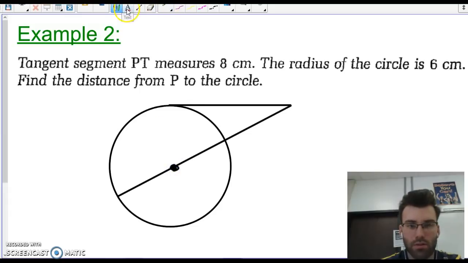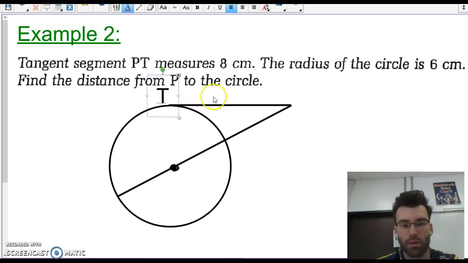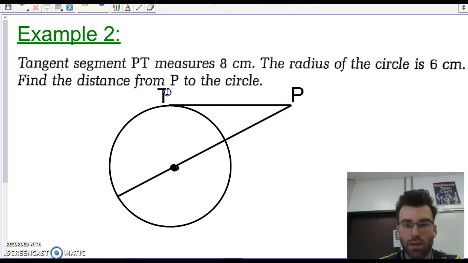So it gives us a lot of trigger words here. I'm going to call that T, and this point's going to be P. How do I know to call this P and this T? Great question. It says find the distance from P to the circle. So that tells me that P is my external point out here, and it's not on the circle. So this little part right here is the distance from P to the circle, so I'd call that X. This is my tangent segment, so let's call that 8.